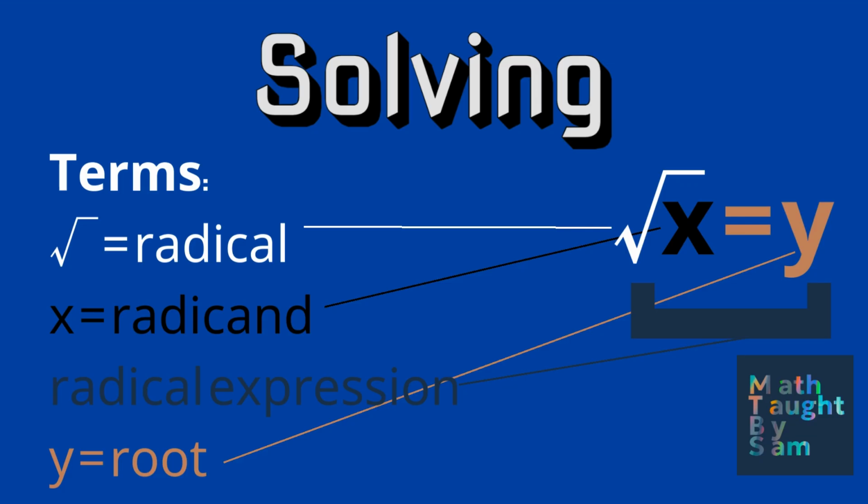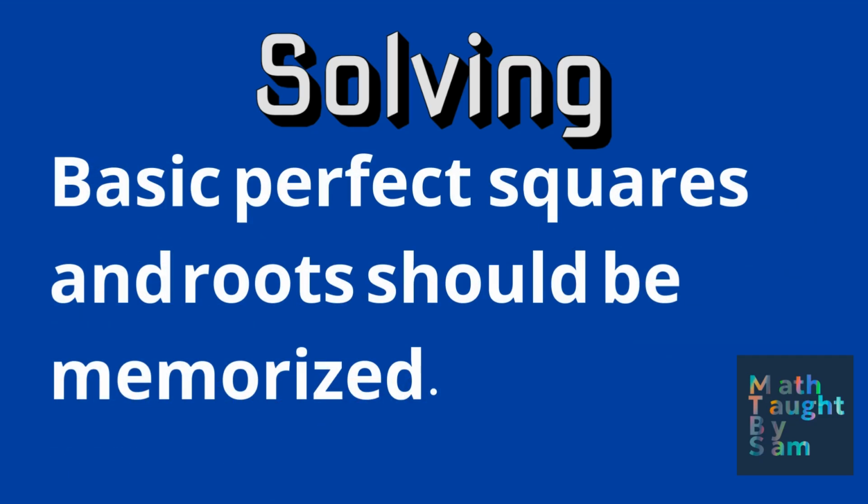Solving square roots. Square root terminology. The symbol for a square root is called a radical. The number inside the radical is called a radicand. The full expression for a square root is called a radical expression. The answer of a radical expression is called a root. Basic perfect squares and their roots should be memorized.